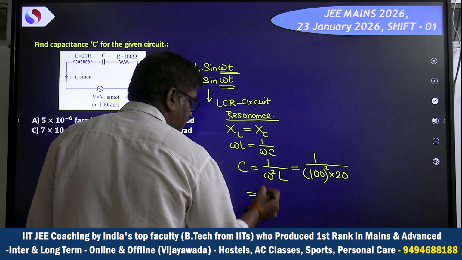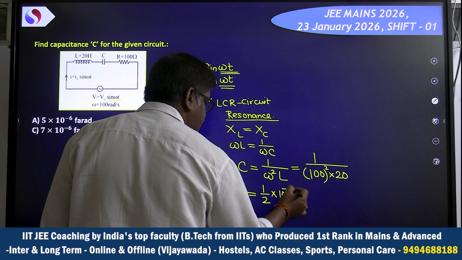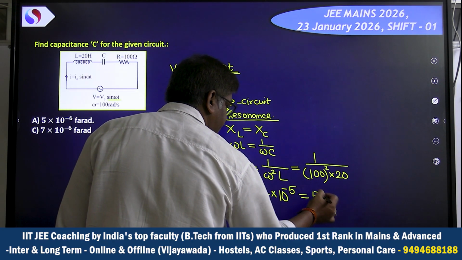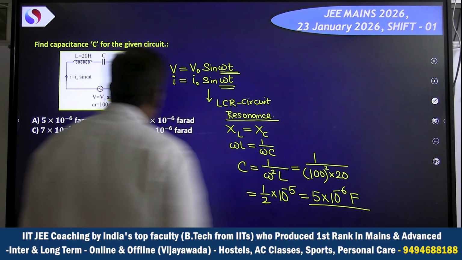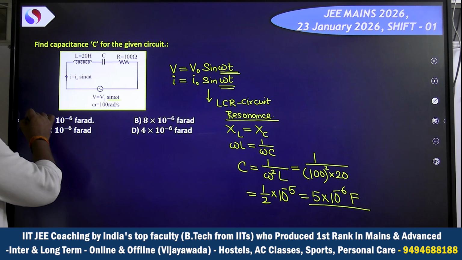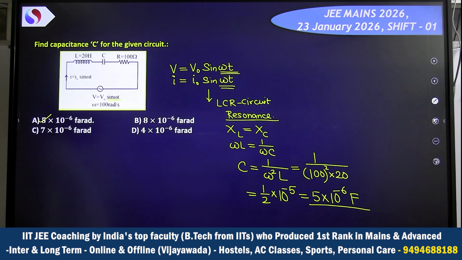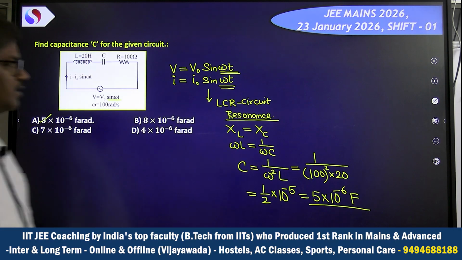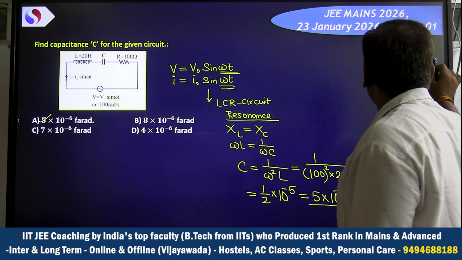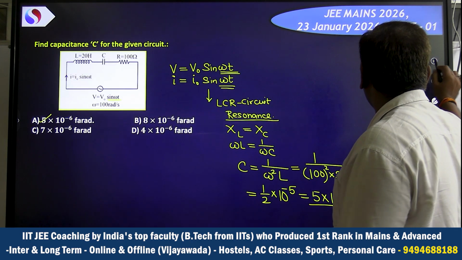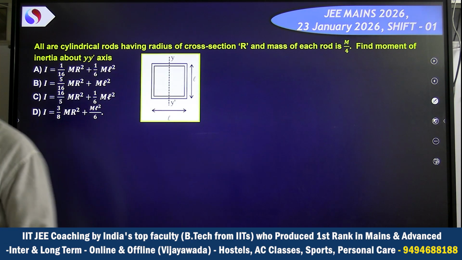So now this is going to be 1 by 2 into 10 to the power 5, which you can write as 5 into 10 to the power minus 6 farad. 5 microfarad is your answer for this question, 5 into 10 to the power minus 6 farad. Okay, again move to the next one. Again, this is an easy question, a direct resonance condition. Now this question is a little lengthy.